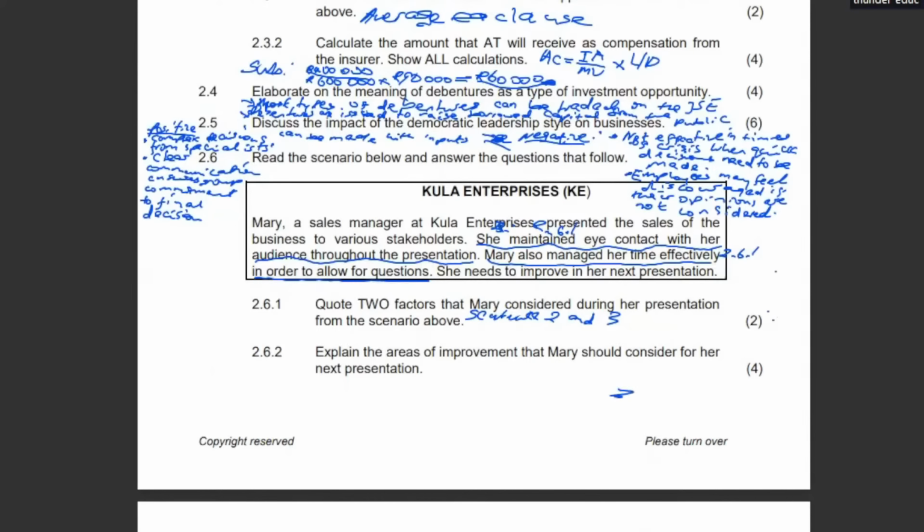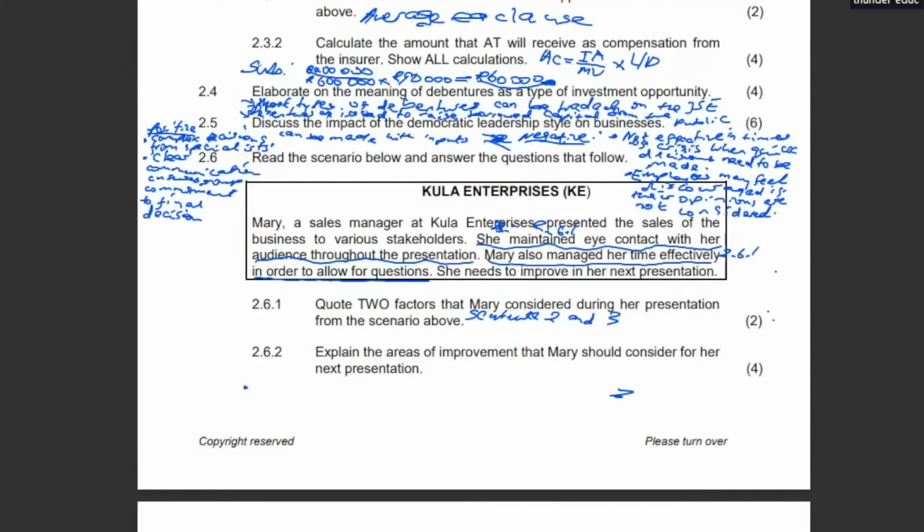The next question reads as follows, which is 2.6.2. Explain the areas of improvement that Mary should consider for the next presentation. Remember, grade 12s, whenever a question consists of 4 marks, the expectation is to come up with 2 points. So here, humor should be used appropriately. And also, they should always be prepared to update or keep the information relevant.